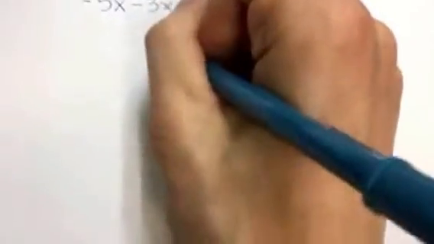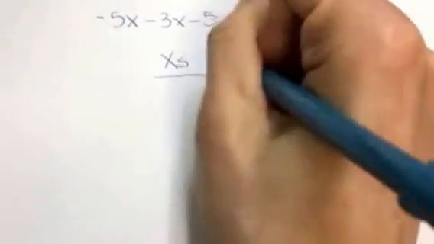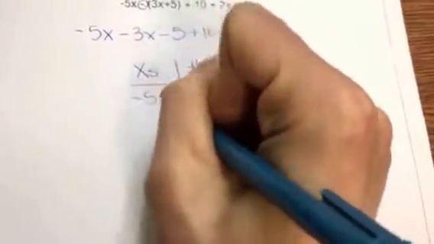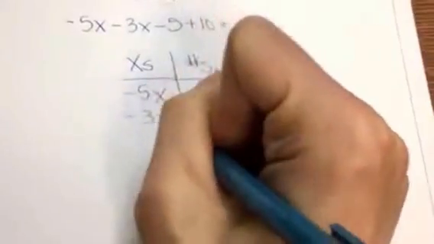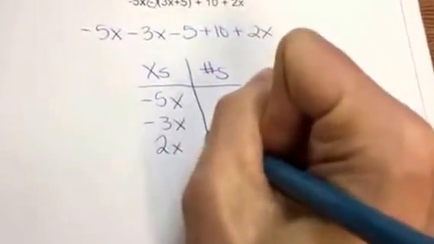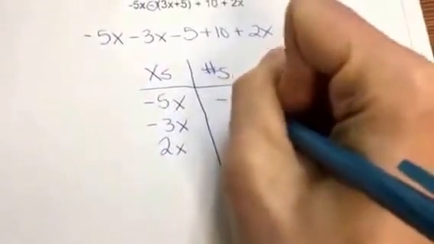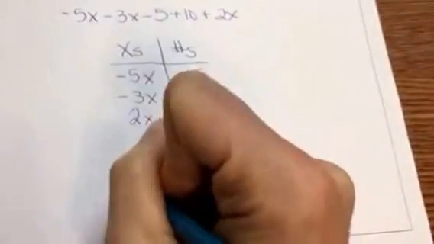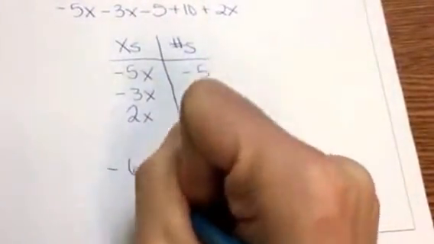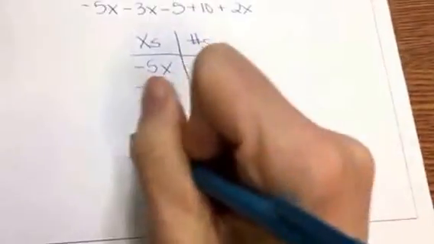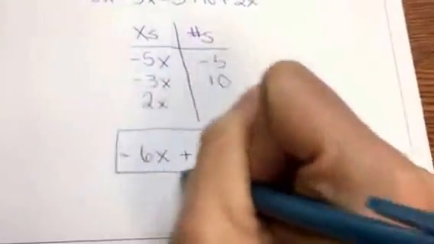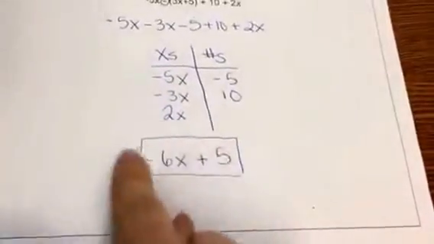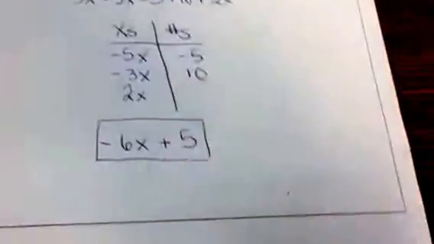So I can see that I have x's and I have numbers. So my x's are negative 5x. I'm keeping track of my signs, negative 3x and positive 2x. On this side, I have a negative 5 and a positive 10. When I add all of those together, what I end up with is a negative 6x plus 5. So from all of this here, once I distributed the negative, I was able to combine my like terms and I ended up with this much simpler expression.